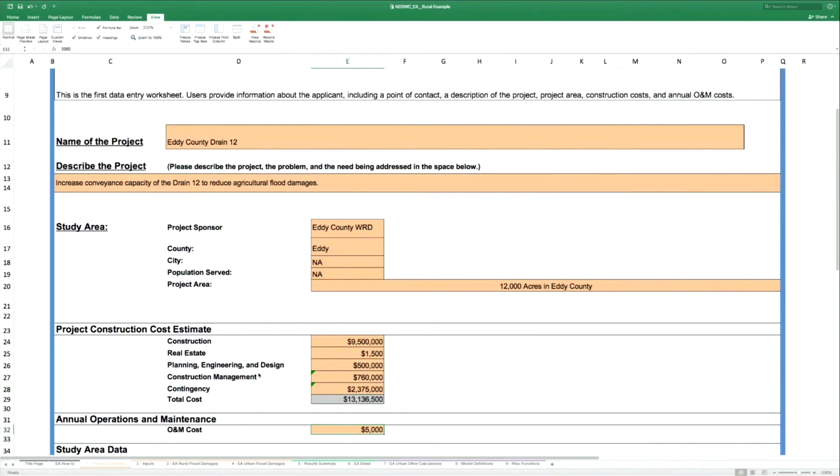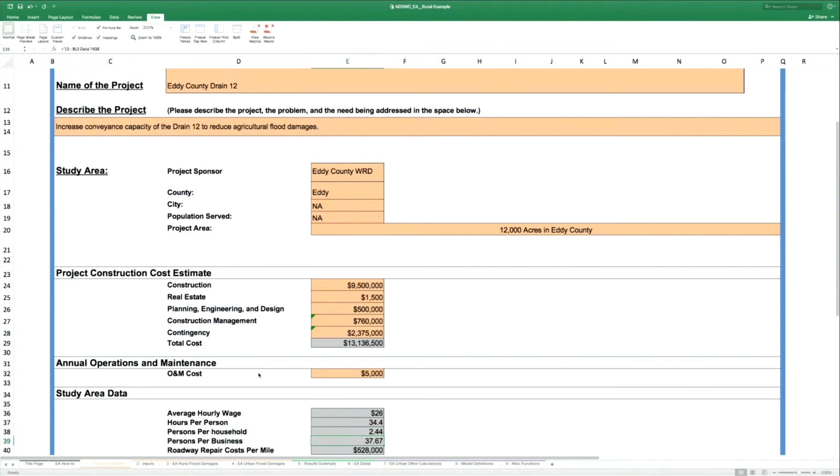We're assuming an annual O&M of $5,000. Again, when you're actually doing a project, you would come up with an O&M estimate, just like you would on the life cycle cost analysis.